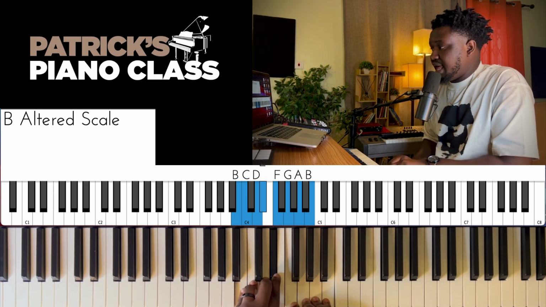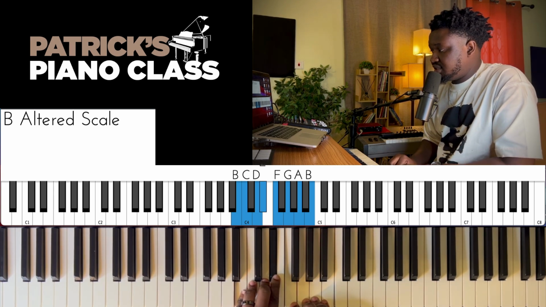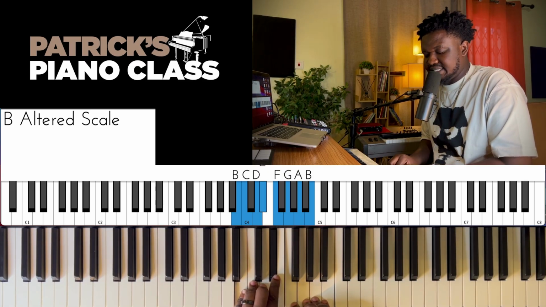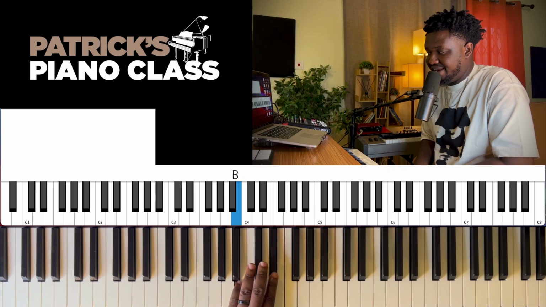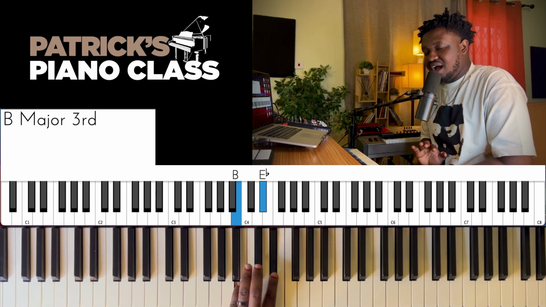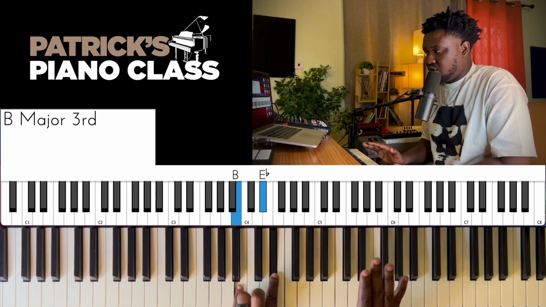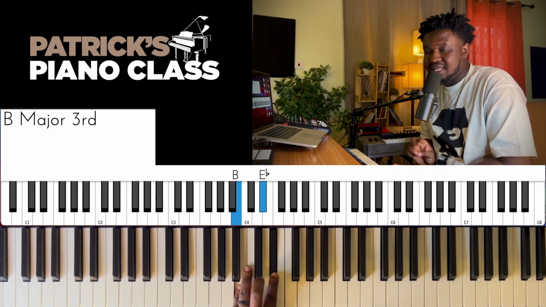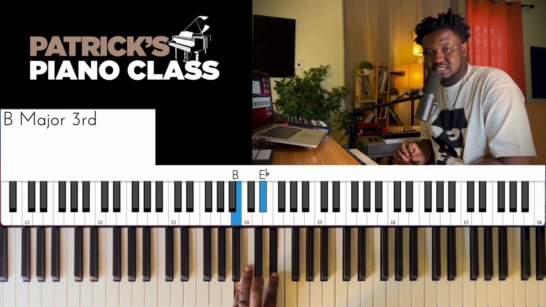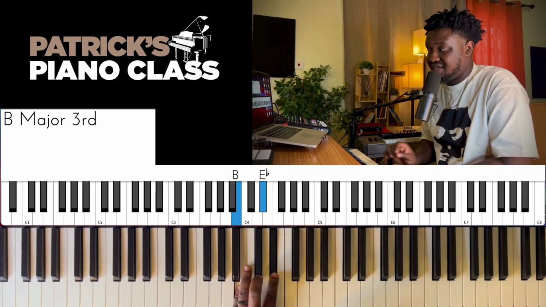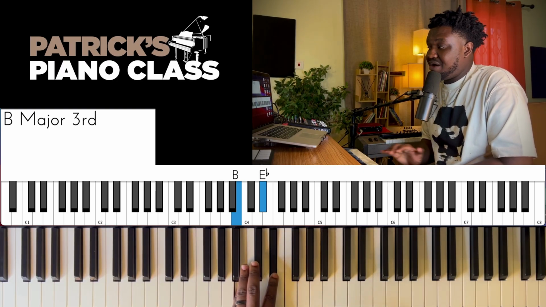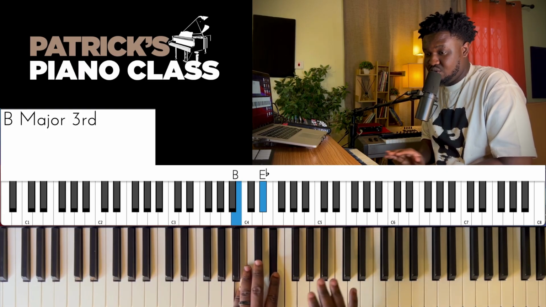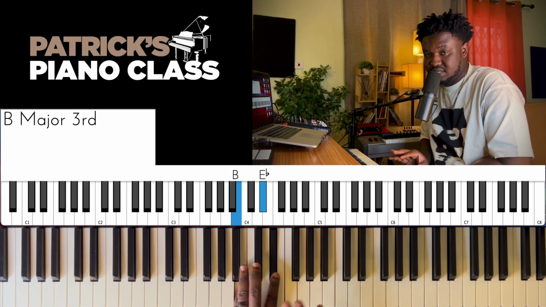And now let's see. The reason why this is called the altered scale is that apart from the 1 and the third, all the notes are altered. We don't have a natural 9. We don't have a natural 11. We don't have a natural 13. We don't even have a natural 5. Apart from the 1 and the third here, all the notes are altered. And so that's why it's called the altered scale.